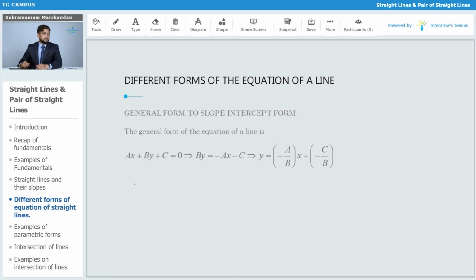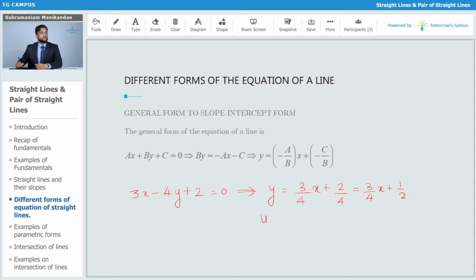For example, if we have the equation of a line given by 3x minus 4y plus 2 is equal to 0, this equation by itself does not give us any idea about the slope of the line or the y-intercept. However, by rearrangement, I can write this equation as y is equal to 3 by 4 x plus 2 by 4. So that's 3 by 4 x plus 1 upon 2.